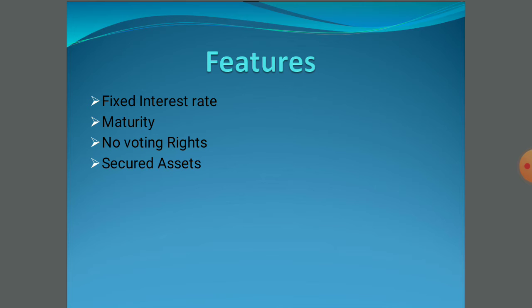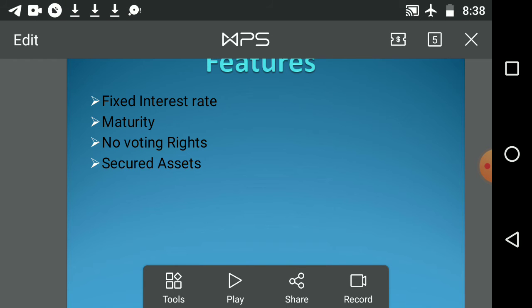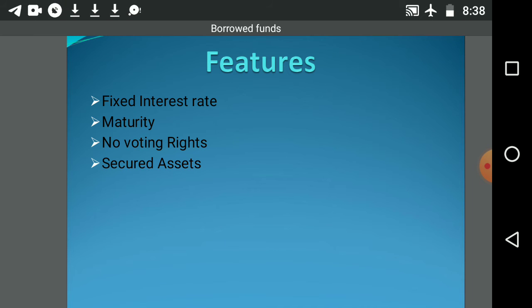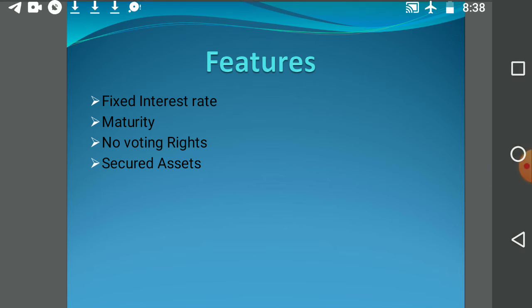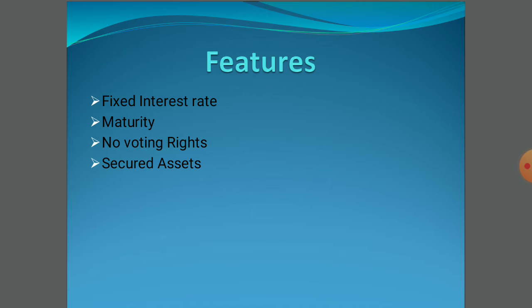The second feature is maturity. When we issue debentures, at that time itself, the time duration for the repayment of the debenture is decided. For example, if we issue debentures for 5 years, then at the end of the 5th year, we need to repay the capital amount which is invested in the form of debentures. So debentures have a fixed maturity period.